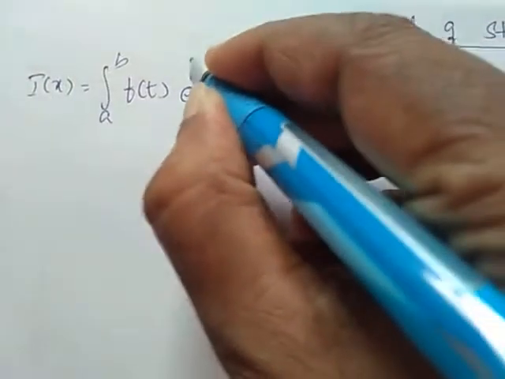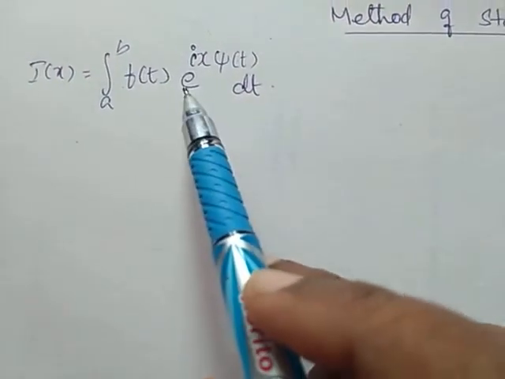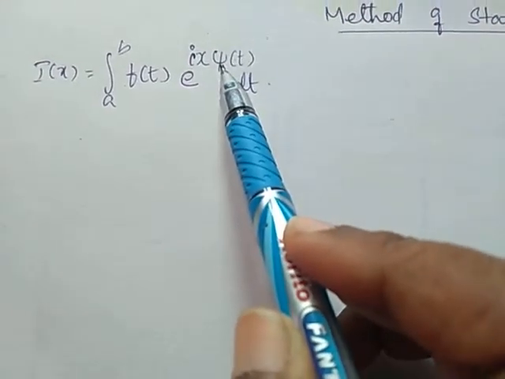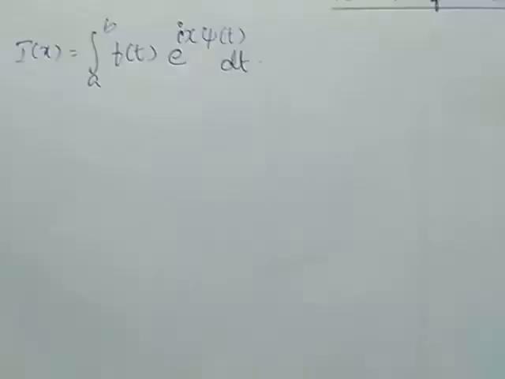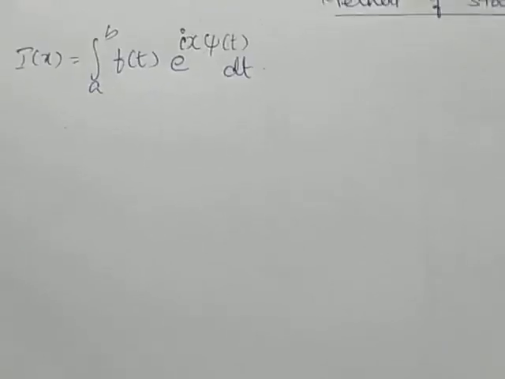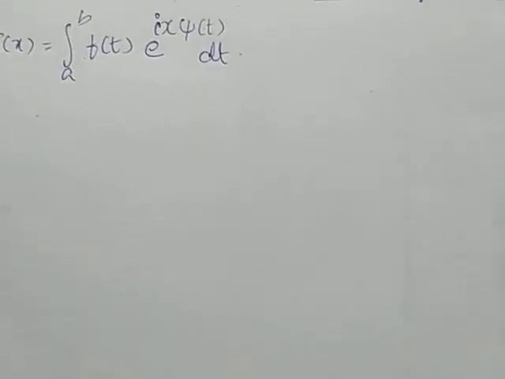So now our integral is of the form integral from a to b of f of t e power i x psi of t. Now xi is a real function, and i into x xi of t is what we are going to consider. Now we are going to find the leading asymptotic term, the leading order term.